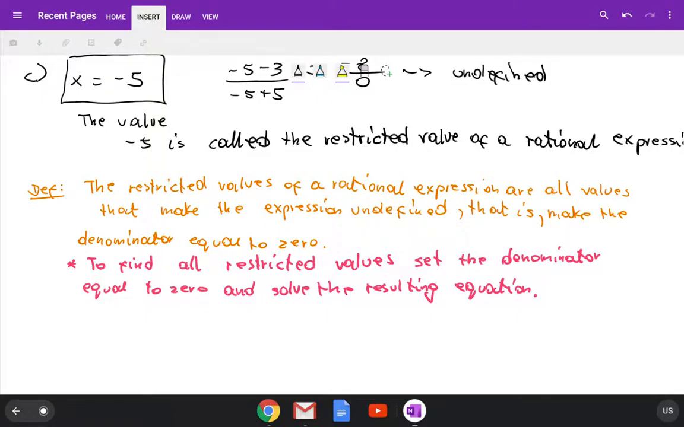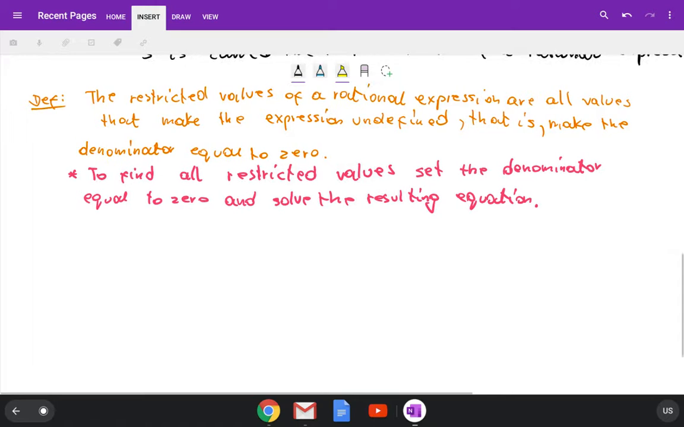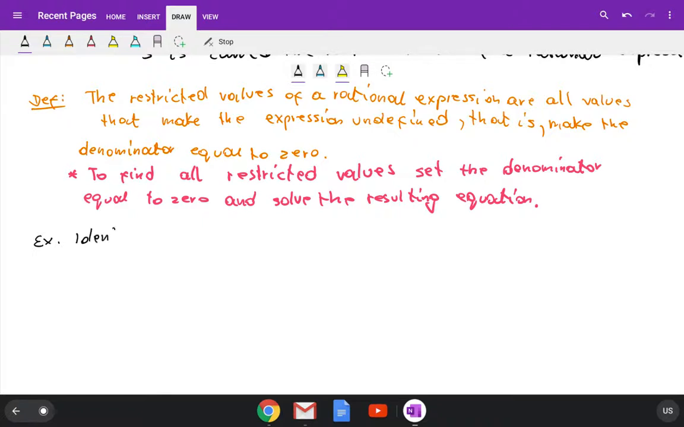Okay, so let's do examples. Identify the restricted values.